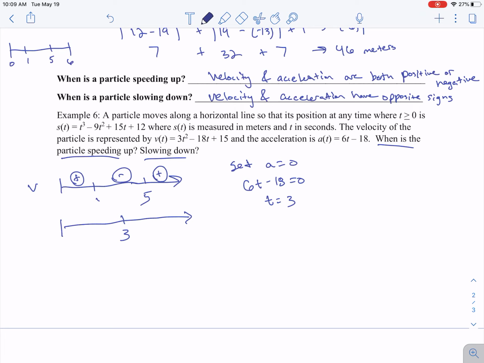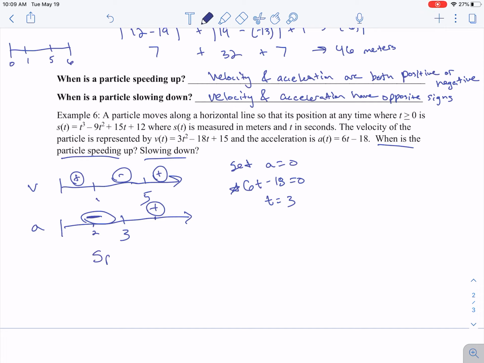So plug in a 2, for instance. You just want to plug in a 2 right here to see if my acceleration is positive or negative. Plug in a 2, again, I would plug it back into here. You're going to get a negative value. Plug in a number that's bigger than 3, like a 4, you're going to get a positive value. So these are my sign charts for acceleration and then velocity. All we're going to do now, we're just about done here, is to compare our signs.